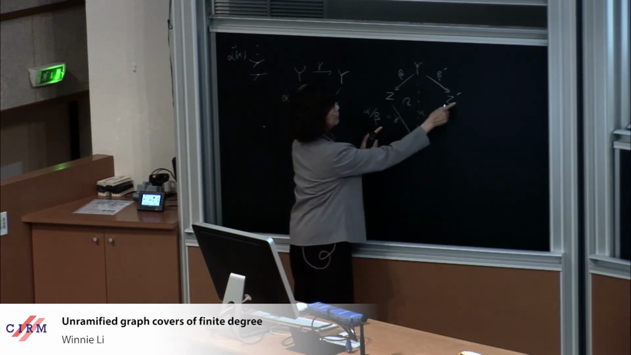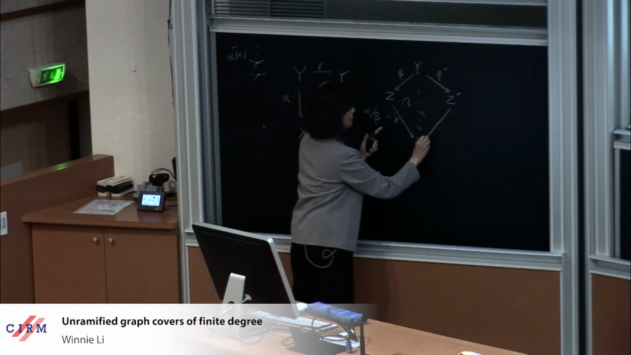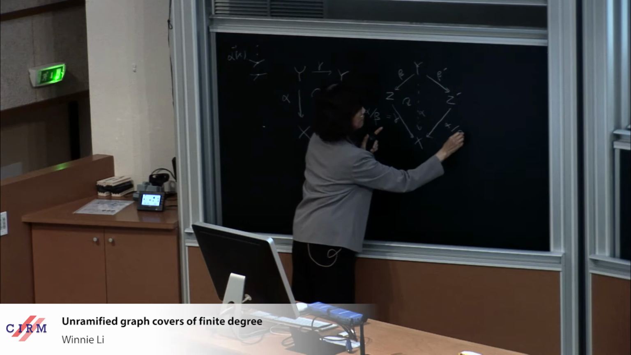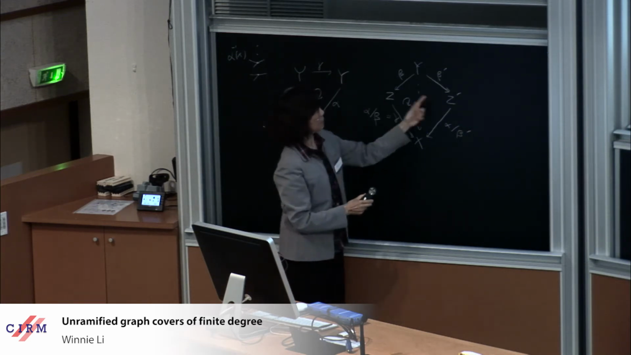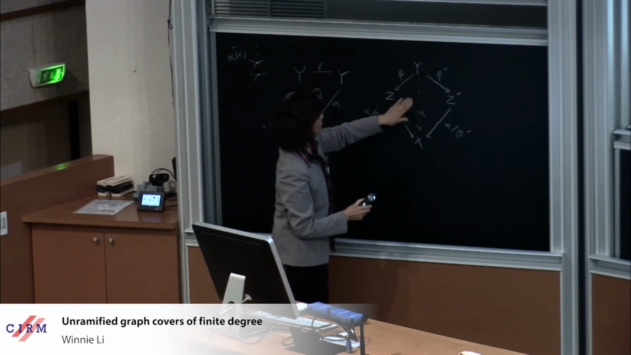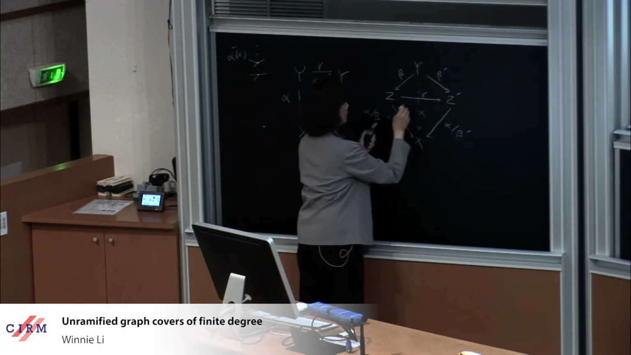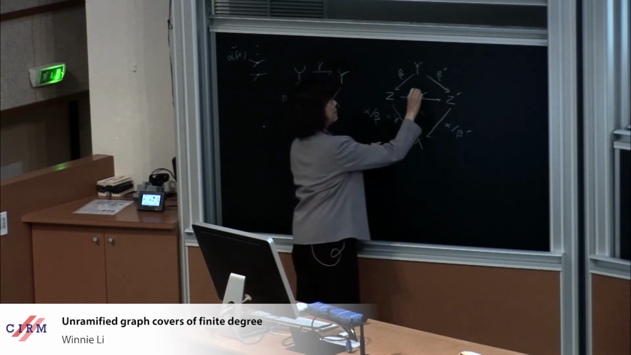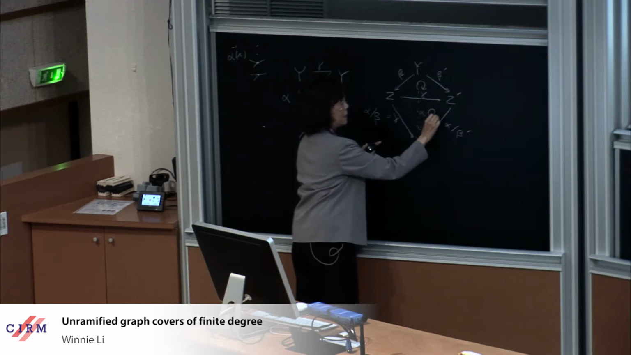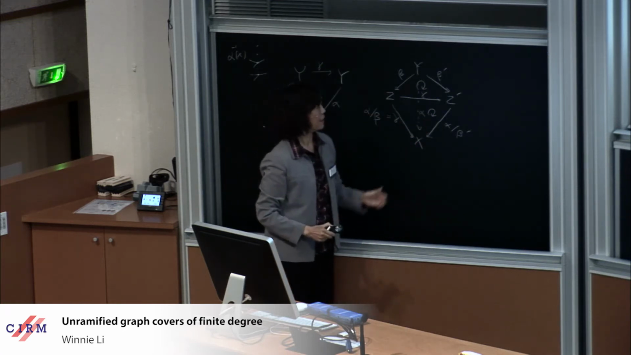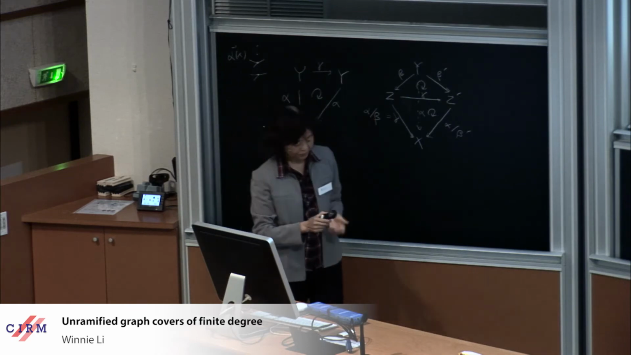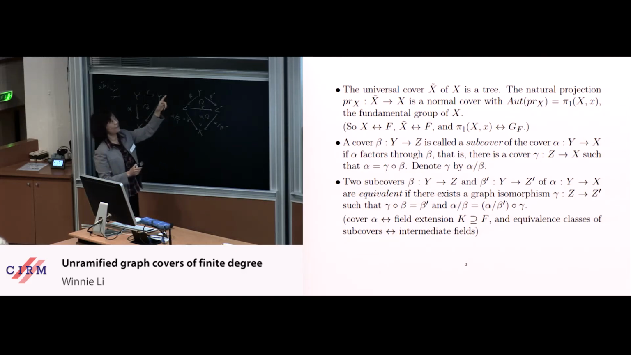Now if I have two subcovers, on the beta prime side I have a map alpha over beta prime. I want to know whether these two subcovers are equivalent. That means I should be able to find an automorphism of the graph from Z to Z prime, such that the top diagram commutes and the bottom diagram commutes. Then we collect together all the subcovers which are equivalent to each other, so I have an equivalence class of the subcovers.